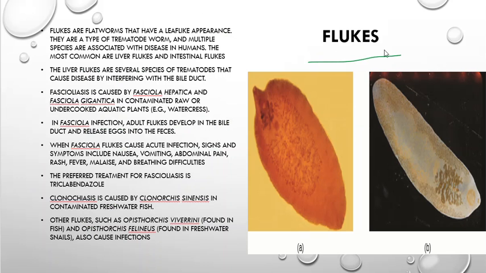Flukes, flatworms, leaf-like appearance. A type of trematode, multiple species. Liver flukes and intestinal flukes are some of the most common. Liver flukes cause disease by interfering with our bile duct.